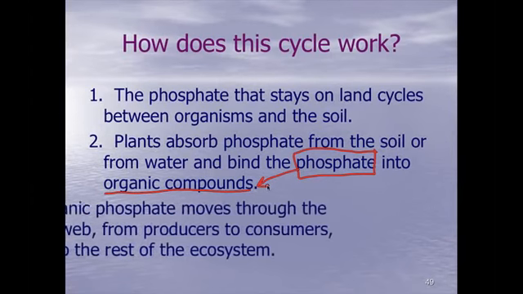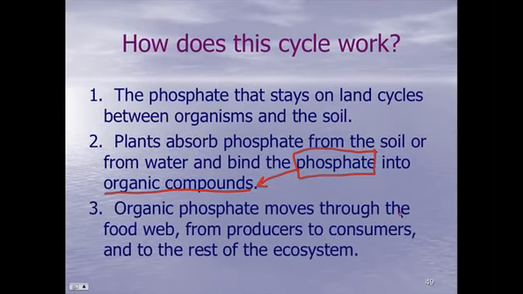Then what happens is we as consumers are going to eat the producers which have absorbed the phosphate, and that's how we get phosphate into our system or any of the other consumers. So once again, we have to eat producers in order to get phosphate into our system.